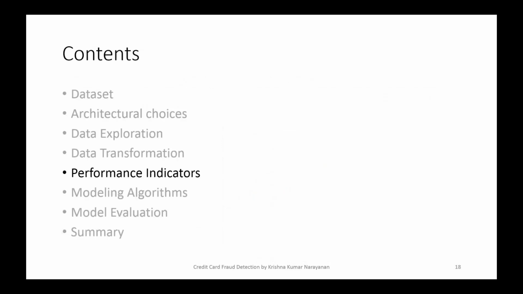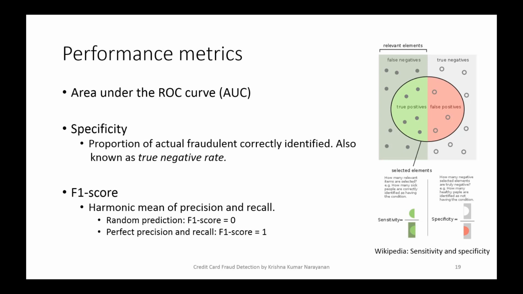What are the performance indicators that we used? For this imbalance problem, I used area under the curve, AUC, as one performance metric, followed by specificity, which tells us the proportion of the actual fraudulent cases correctly identified, also sometimes called the true negative rate. And finally, the harmonic mean of precision and recall, which is reflected by the F1 score. For a random prediction, the F1 score is 0. For a perfect precision and recall, the F1 score is 1.